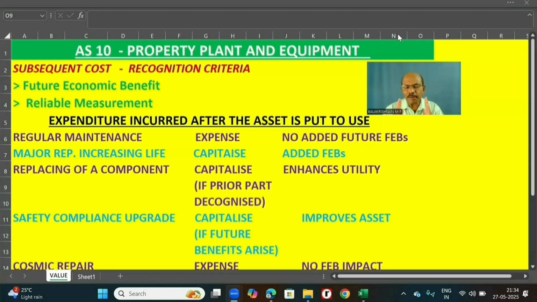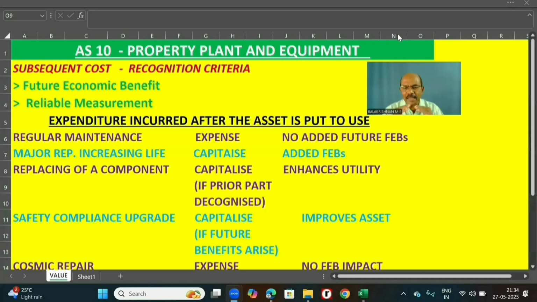Once a property, plant and equipment asset is ready for use, that is capitalized and brought to its intended working condition, any further cost incurred after this point is called subsequent cost. This may include repairs and maintenance, replacement of parts, major overhauls, additions or modifications, and inspection costs. Should we capitalize these costs or expense it? This is the crux of the issue in Accounting Standard 10.